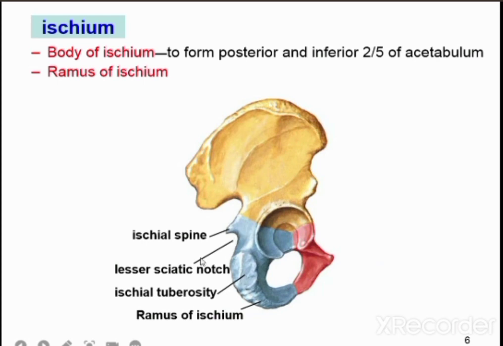Next, let's take a look at the ischium. Here, in blue, is the ischium. This is the body of the ischium. This sharp process is the ischial spine. This lesser notch is the lesser sciatic notch. This is the greater sciatic notch. Here is the lesser sciatic notch.